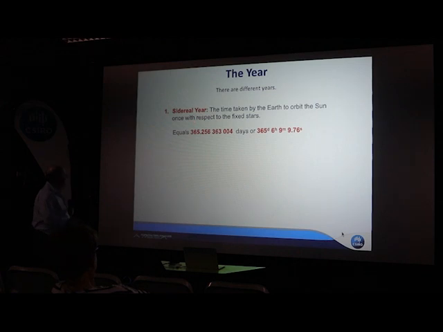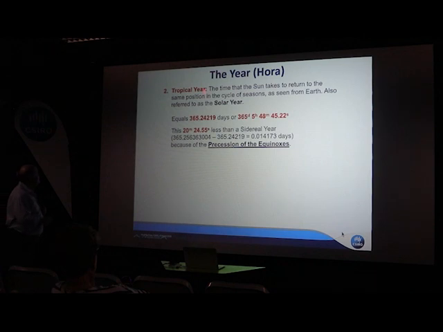The sidereal year is an astronomical thing because we have to measure it relative to the stars, but the tropical year is the one that we all use for civil purposes. And it equals 365.24219 days, which means that it's 20 minutes and 24.55 seconds less than the sidereal year. And the reason is because of the precession of the equinoxes.